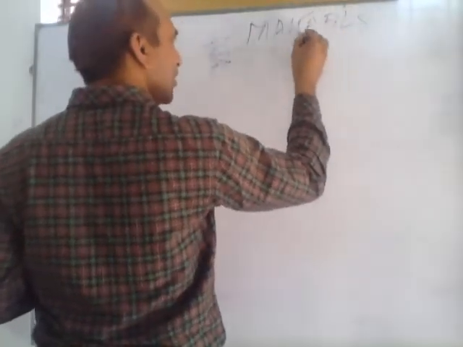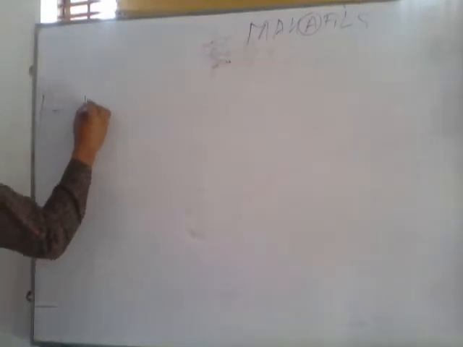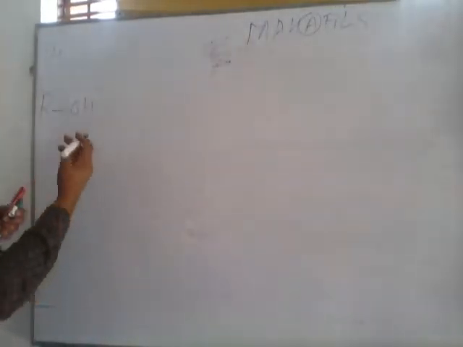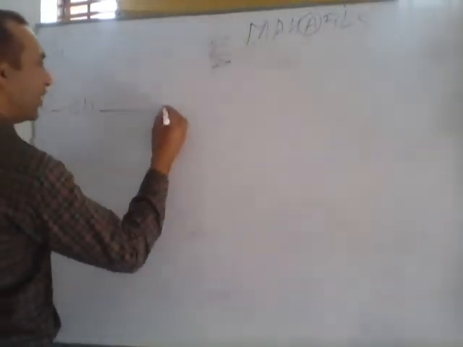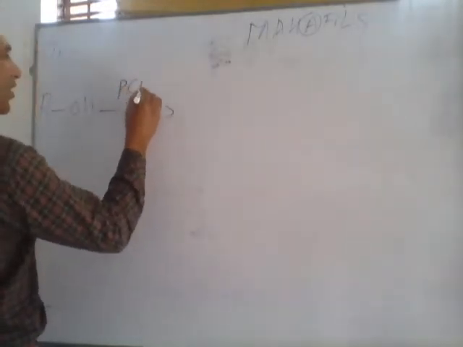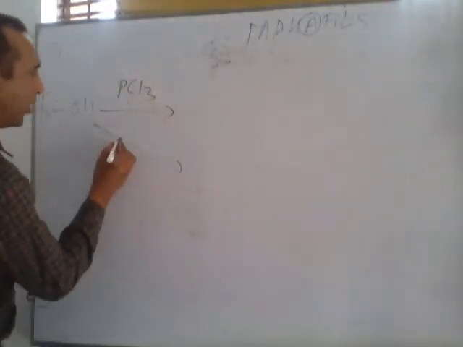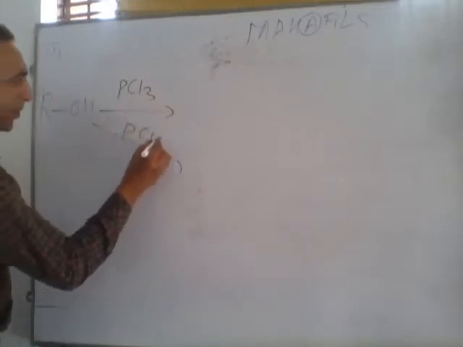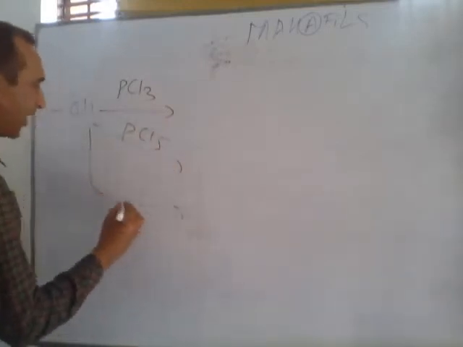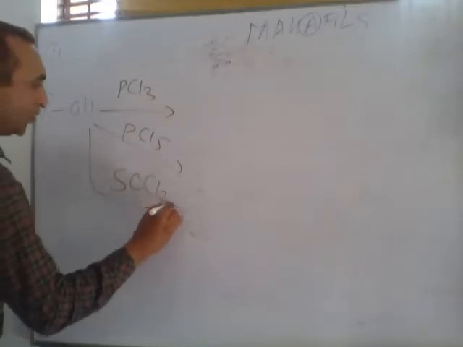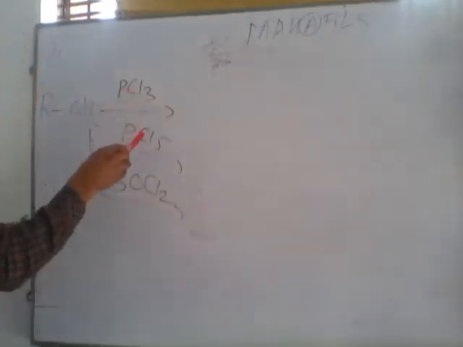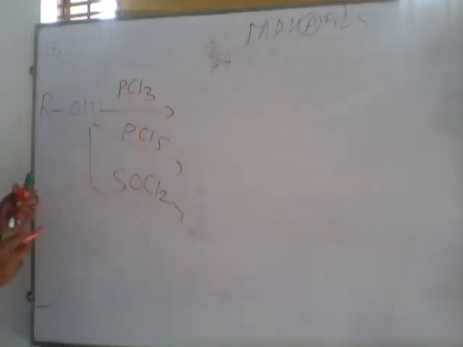Now this fourth, A, is for alcohol. This is ROH, the fourth method, alcohol. ROH is alcohol. Listen: if alcohol reacts with PCl3, alcohol reacts with PCl5, or alcohol reacts with SOCl2. SOCl2 is called thionyl chloride. PCl3, PCl5, or thionyl chloride.